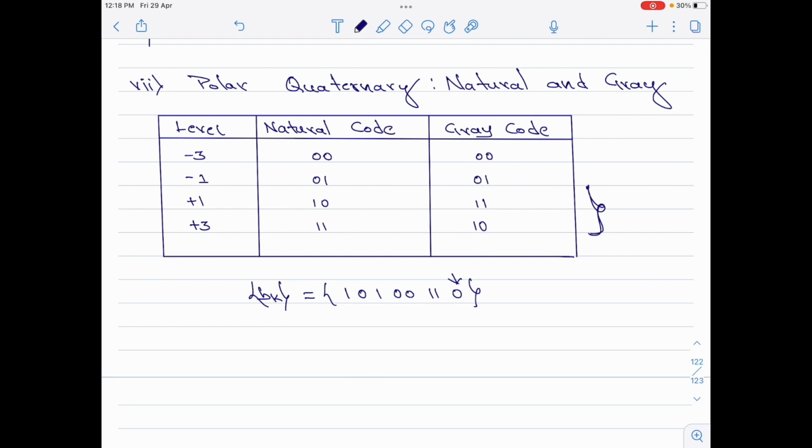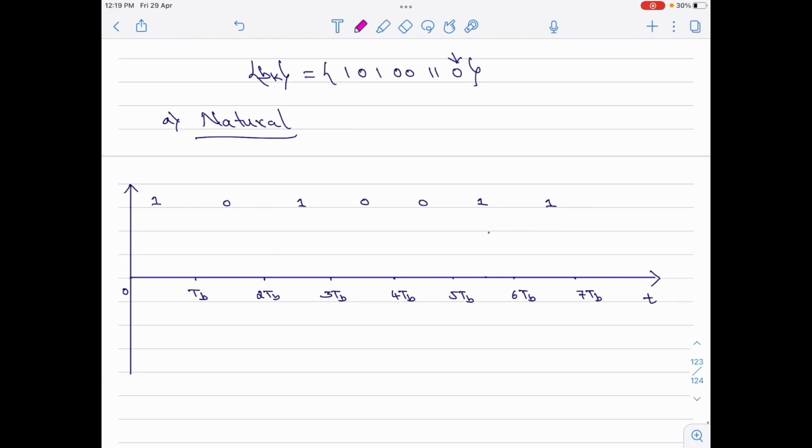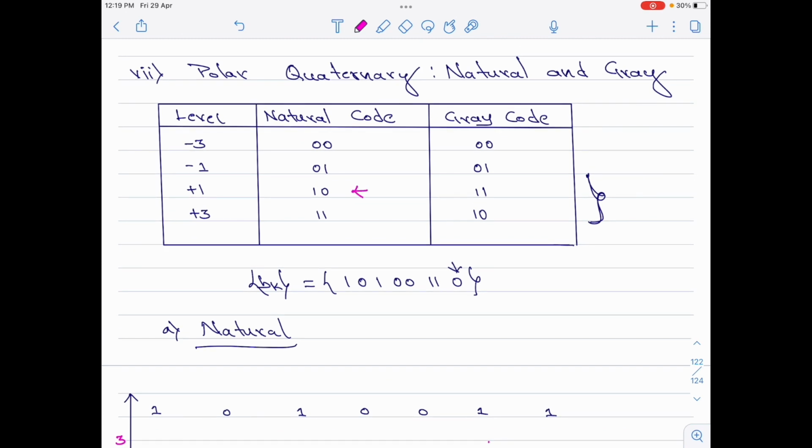Right. Let us start with the polar quaternary natural encoding first. Let me mark the amplitude levels here. We have 1, 3, -1 and -3. Let us start the plotting now. The first two bits are 1, 0. Go back to the table, search for 1, 0. 1, 0 represents level +1.